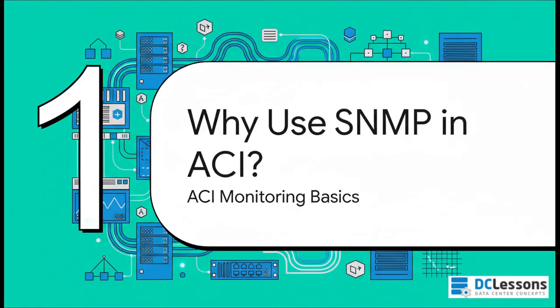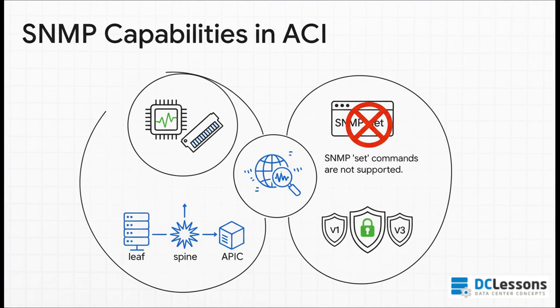All right, first things first. In a world of APIs and advanced telemetry, why are we still talking about SNMP in a super modern fabric like ACI? What's the deal? Well, at the end of the day, it's all about those essential health checks. You can remotely poll your leaf switches, your spines, even the APIC controllers themselves to see if CPU's spiking or if memory's getting tight. And ACI supports all the flavors you'd expect, including the much more secure SNMP v3.